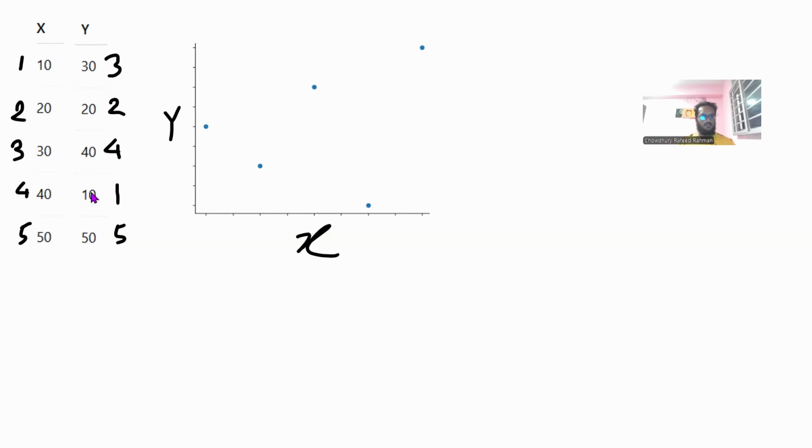This is the lowest ranked. 2 is here. This is second lowest. Then comes 30. This is 3. Then comes 40. This is 4. And then comes 50. This is 5. So these are the ranks.